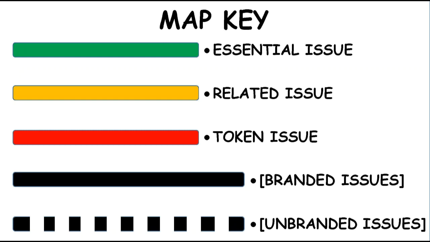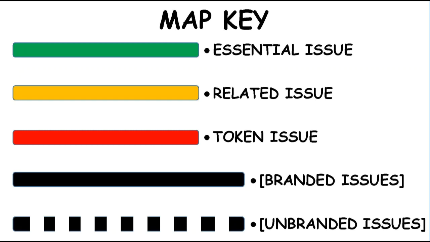In green, we have essential issues that contain key points for the main event. In amber, we have related issues that are impacted by the event and do intersect with it, but they're not essential. And in red, we have token issues, which only have the faintest link to the event, if at all. Often they only have branding. On that note, if a line is a solid line, that means the cover has branding for that particular event on the cover. If there's a dotted line, it means that it's not branded.